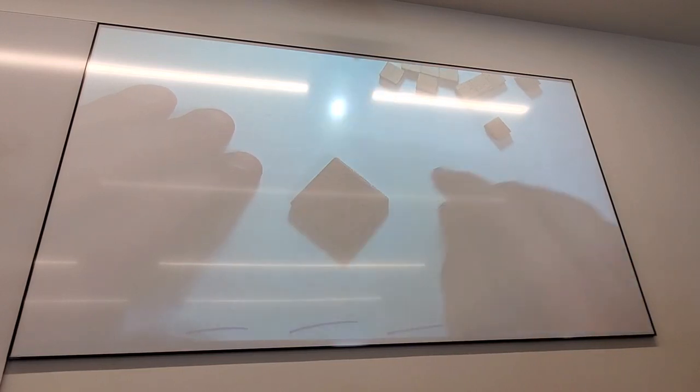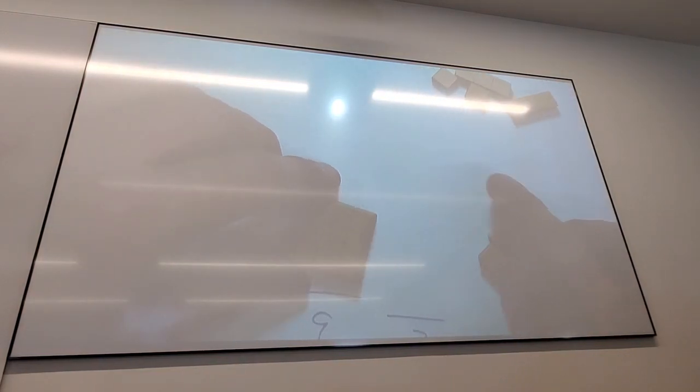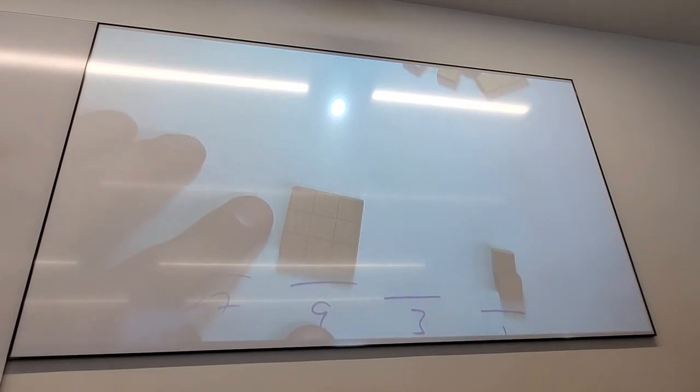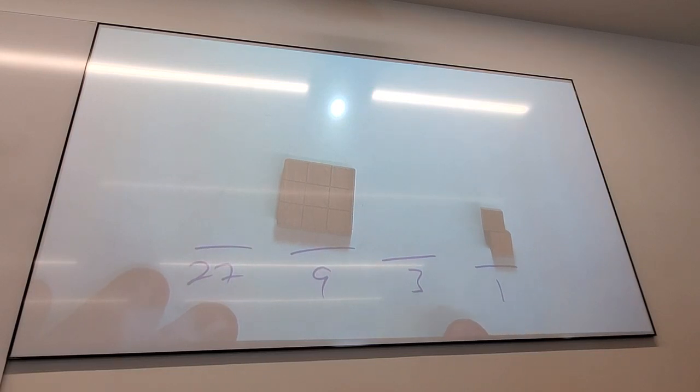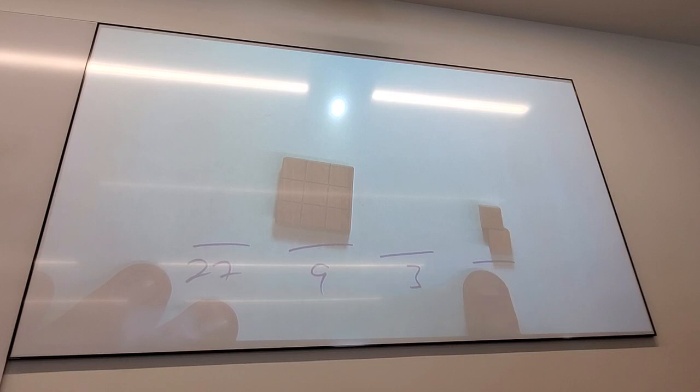Yeah, there. So now what is this then? This will be one of these, 2 of those. So what number base 3 is that? 101. 2. Sorry, 102. Right? Do you see that?